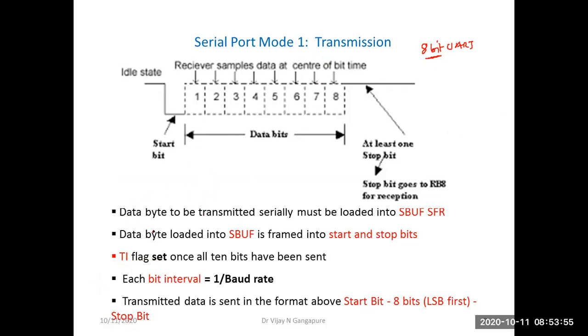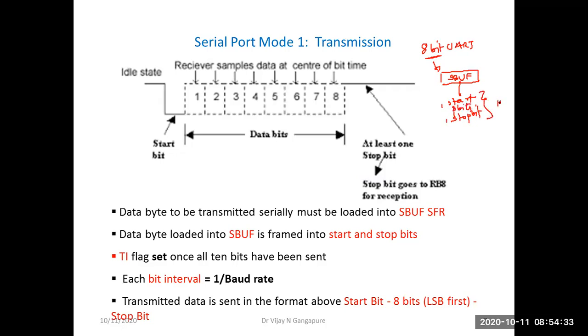In mode 1, the data byte to be transmitted serially must be loaded into SBUF. So these 8 bits should be loaded into the internal SBUF, which is an 8-bit internal SFR. Once these 8 bits are loaded into SBUF, what will happen? These 8 bits will get framed in between one start bit and one stop bit, and in between are the 8 bits.